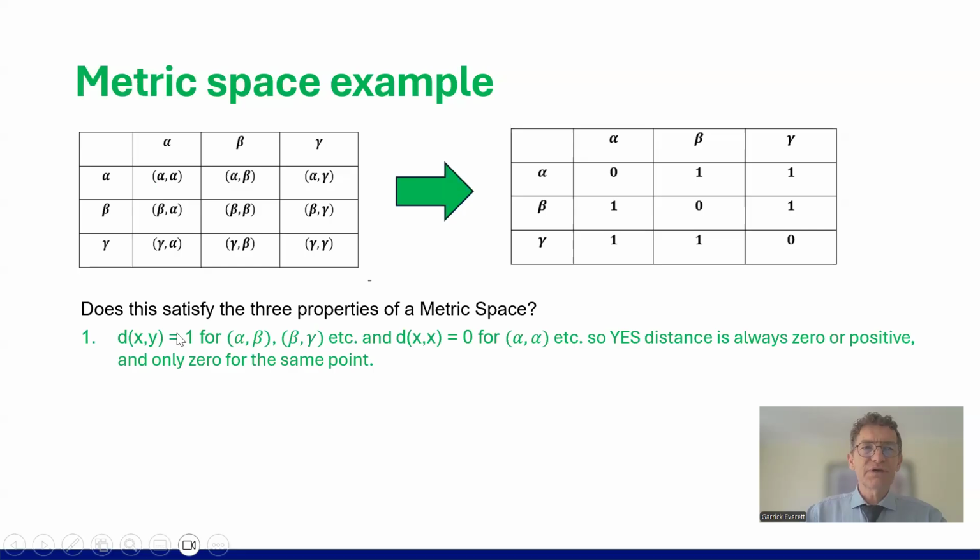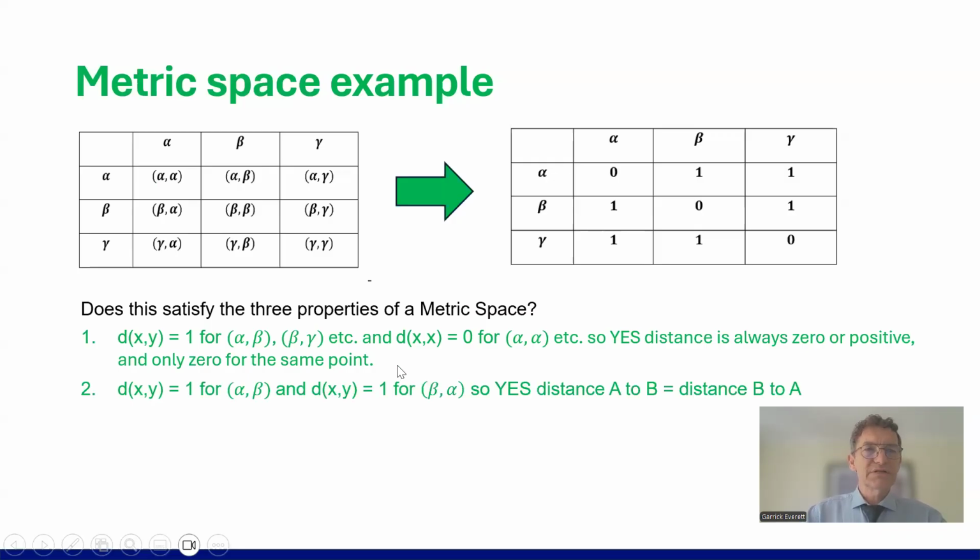So the distance x to y is 1 for alpha, beta, beta, gamma, etc. And d(x, x) is 0 for alpha to alpha, etc. So yes, distance is always 0 or positive and only 0 for the same point. So we've got the first one. Second point, distance xy is 1 for alpha, beta, and distance xy is 1 for beta, alpha. So this is where it applies one way and the other way. So yes, distance AB is the same as distance BA.